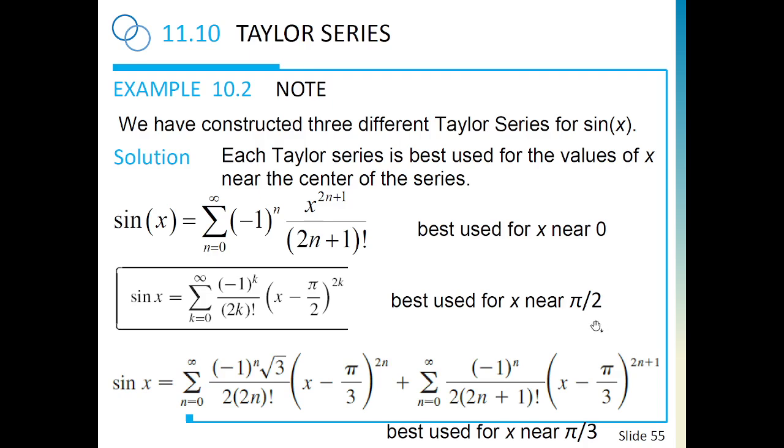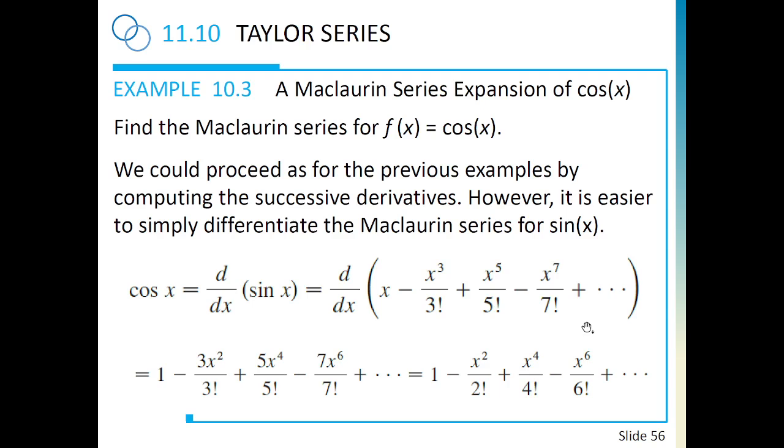The closer I am to the center of the series, the better the approximation I get, which means fewer terms I need to get a decent approximation. Just a remark: if I need to compute the Taylor series or Maclaurin series for cosine, I could take the series for sine and differentiate it, because the Taylor series is a power series, so I can differentiate, integrate, and do things like that.